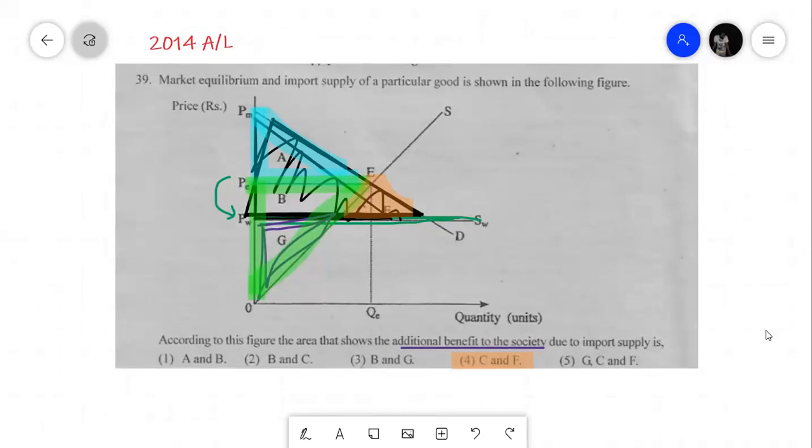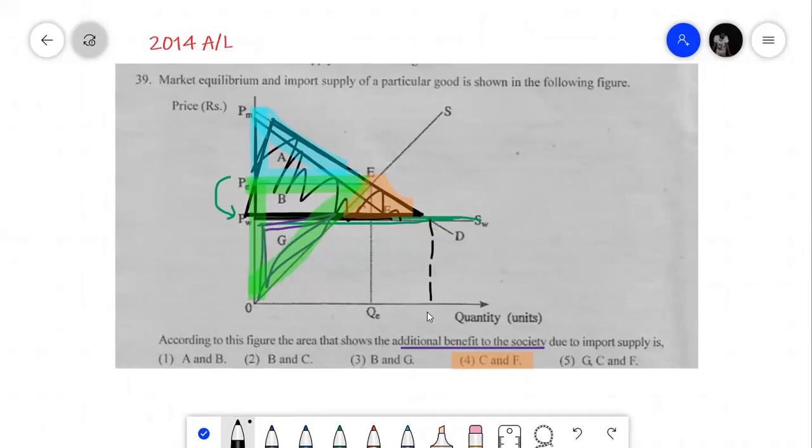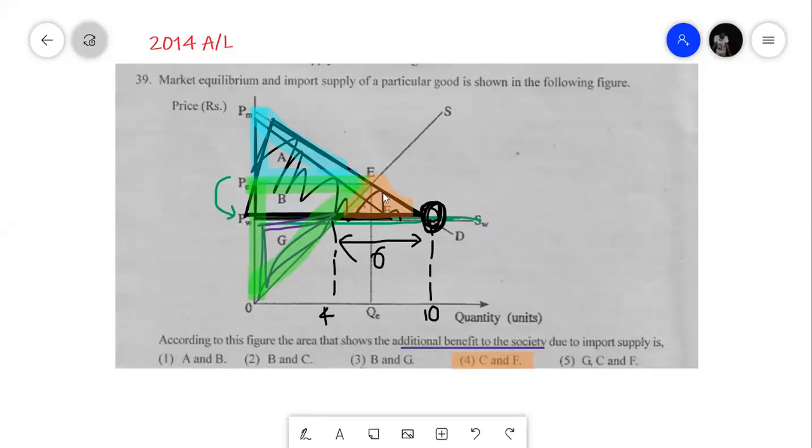When they import, what happens to the quantity? Now, when the price is set at this one, the demand is at this many units. So let's say 10 units. The domestic supply is this much. Let's say domestically they supply 4 units. The balance is imported. So when they import, this is the new equilibrium, the point where the import supply curve cuts the domestic demand curve. So demand is 10, domestically 4 units are supplied, the balance 6 units are imported. That's how that works. Okay, that's 2014.